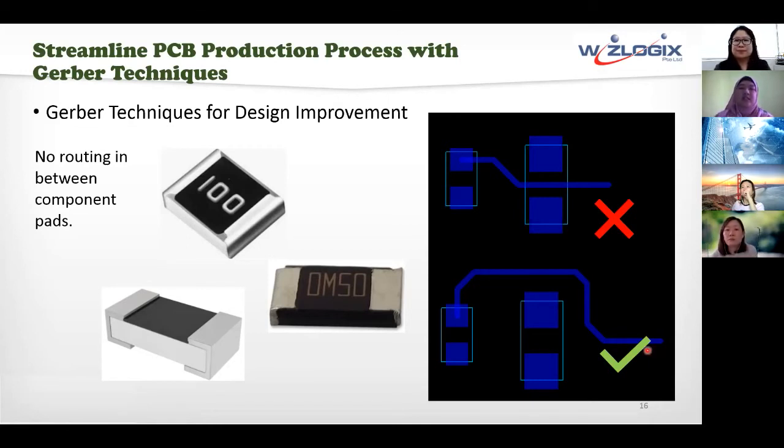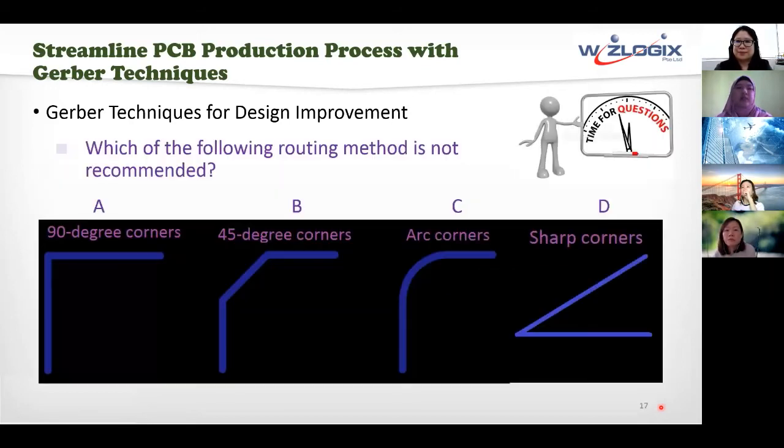So this is a good practice to keep in or bear in mind when we do routing on discrete components. Quick question: which of the following routing methods is not recommended? Okay, we have A, which is your 90-degree corners. B, we have two 45-degree corners, which is noted by this corner here. And then C, we have arc corners. And then D, we have sharp corners. So this is like a 45 sharp corner. So which of the following routing methods is not recommended?